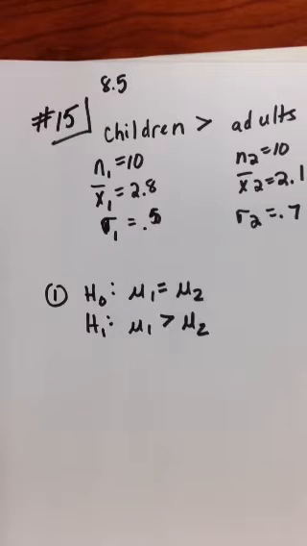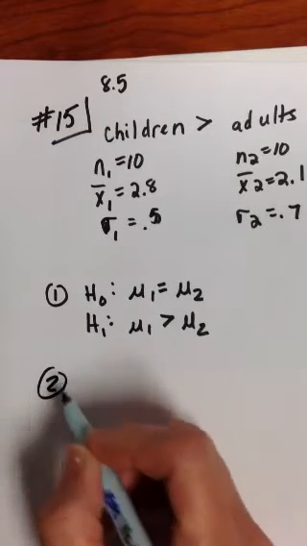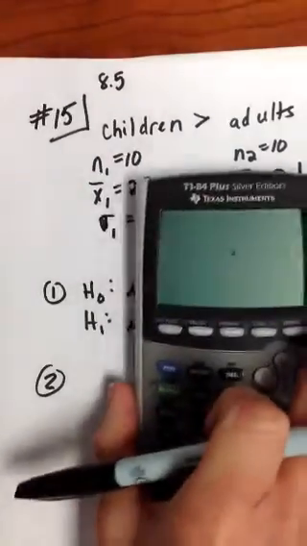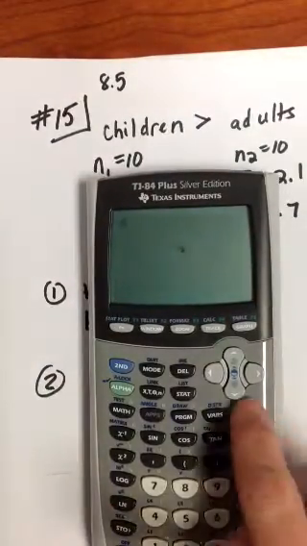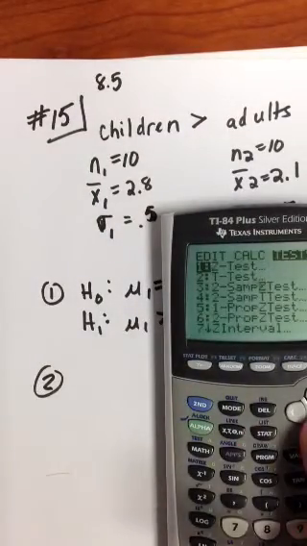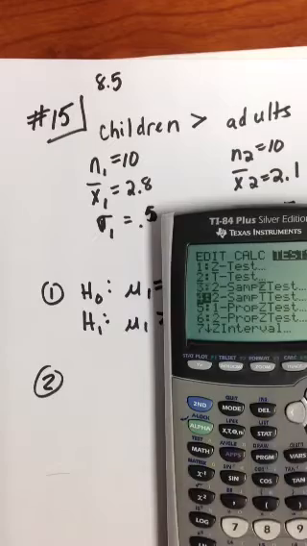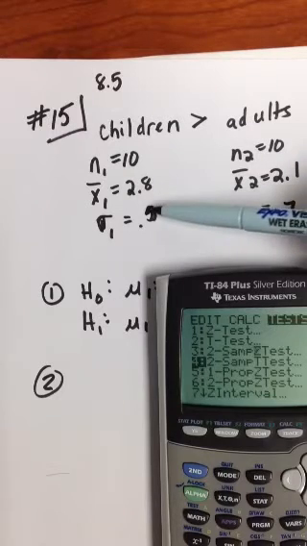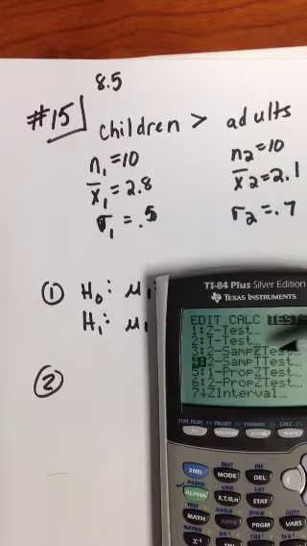Okay, then in step 2, just like we had done before, we do our test statistic. So we're going to go to our calculator, and we're going to go stat over to tests. And we're going to go to two sample. Now, are we going to go to two sample z-test or two sample t-test? Well, we know that by looking at the information we're given. If we know the population standard deviations, we go to the two sample z-test.